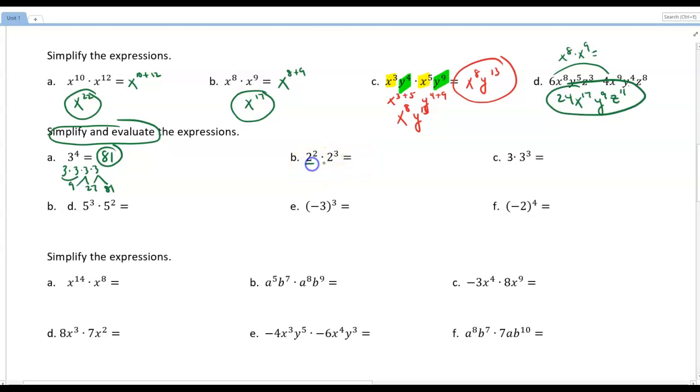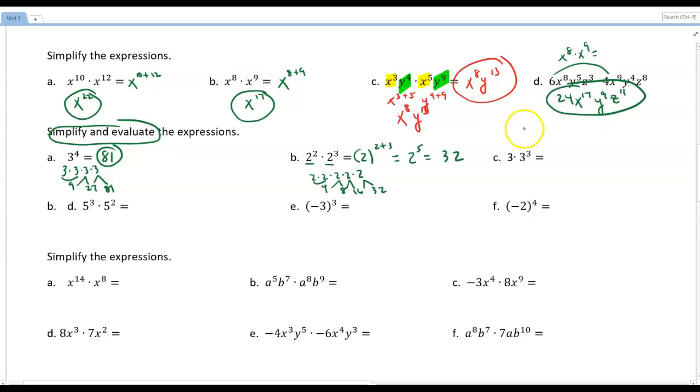This example, multiply same bases. I'm going to write it as one single base of 2, and then I'm going to add my exponents. So when I simplify it, I would get 2 to the 5th power. Now, if I evaluate that, I can either use the calculator, right? Or 2 times 2 is 4, times 2 is 8, times 2 is 16, times 2 would be 32. And that's what I would get if I simplify that.